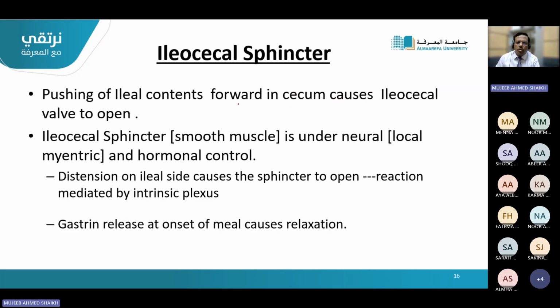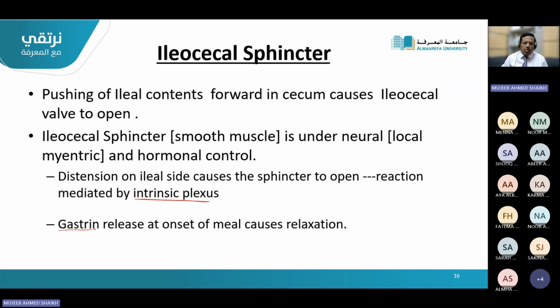Pushing of ileal content forward into the cecum causes the ileocecal valve to open. So this is how opening of the ileocecal valve is there. Also, it is controlled by intrinsic plexus, which is present within the muscle of the last part of the small intestine, ileum.